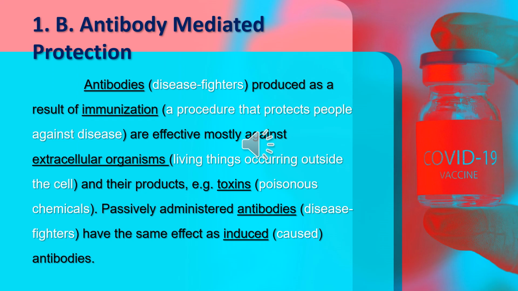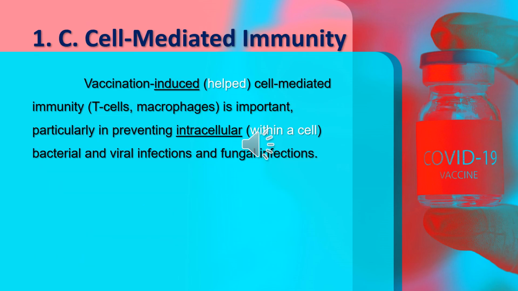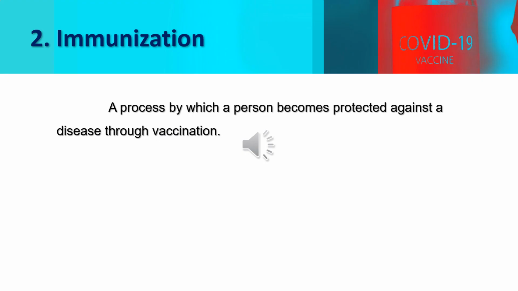Secondly, antibody-mediated protection. Antibodies produced as a result of immunization are effective mostly against extracellular organisms and their products, for example, toxins. Passively administered antibodies have the same effect as induced antibodies. Thirdly, about cell-mediated immunity. Vaccination-induced cell-mediated immunity by T cells and macrophages is important, particularly in preventing intracellular bacterial, viral and fungal infections.